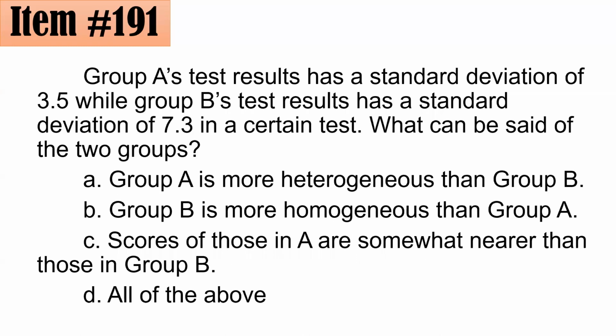191. Group A's test results has a standard deviation of 3.5, while Group B's test results has a standard deviation of 7.3 in a certain test. What can be said of the 2 groups? Is it A, Group A is more heterogeneous than Group B? B, Group B is more homogeneous than Group A? C, scores of those in A are somewhat nearer than those in Group B, or D, all of the above.